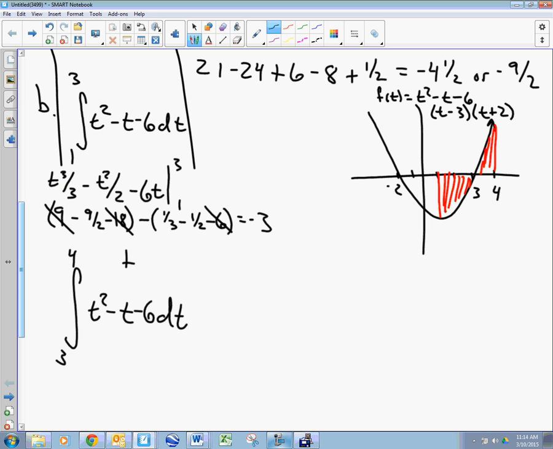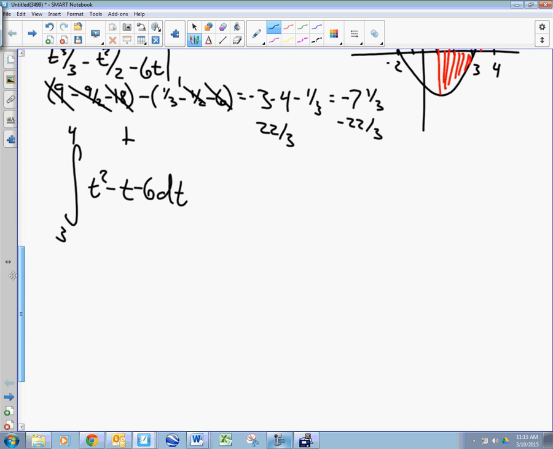See, -9/2 and minus the -1/2 is -8/2 or -4. And then minus the third. So I've got -7 and 1/3, or -22 thirds. Now, do we want to count that as positive or negative? Positive. So 22 thirds.